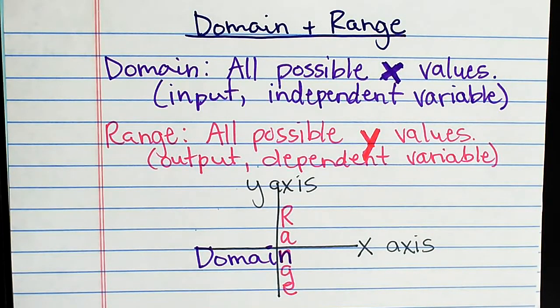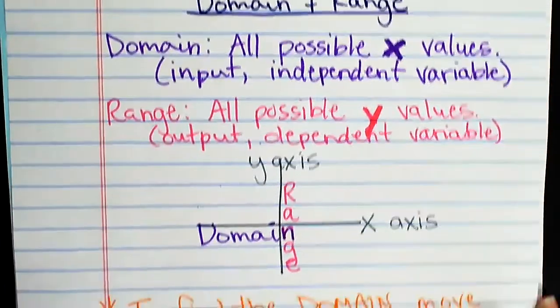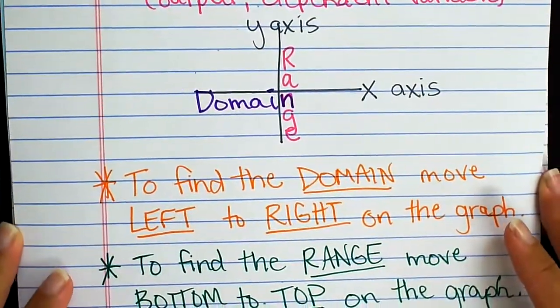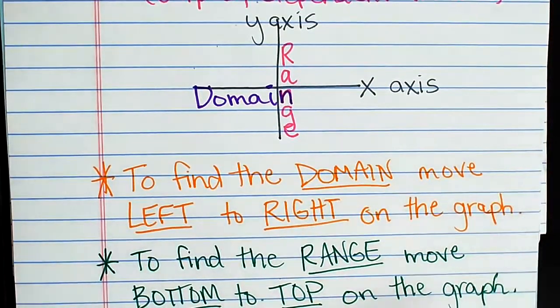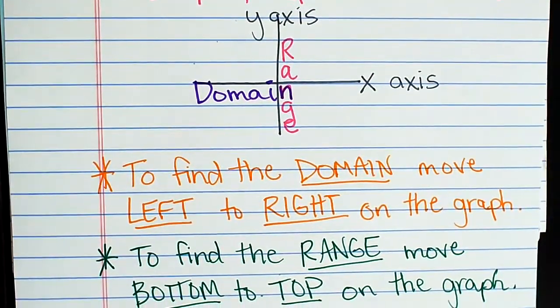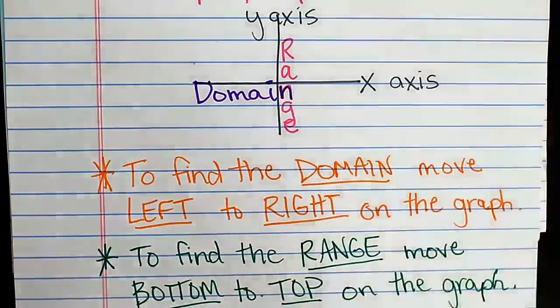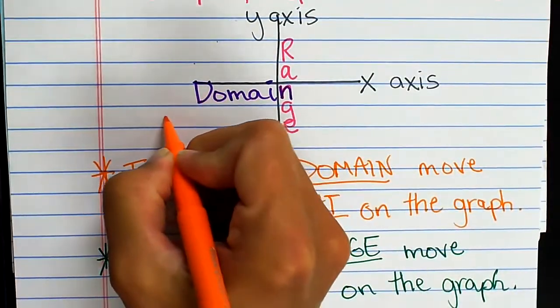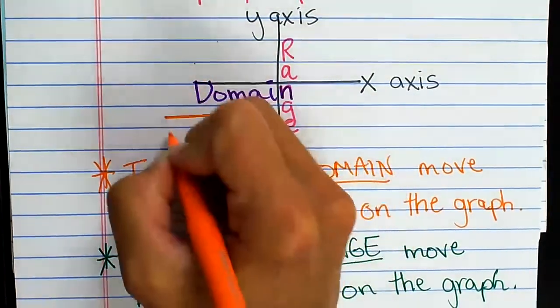And the range is going to be all possible y values. All possible y values. So if you're trying to find the domain and range, the way that we're going to do that is for domain, we're always going to move left to right.